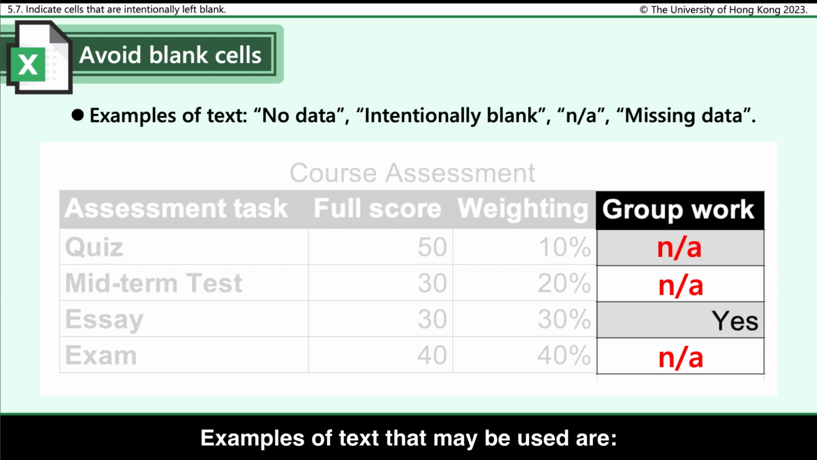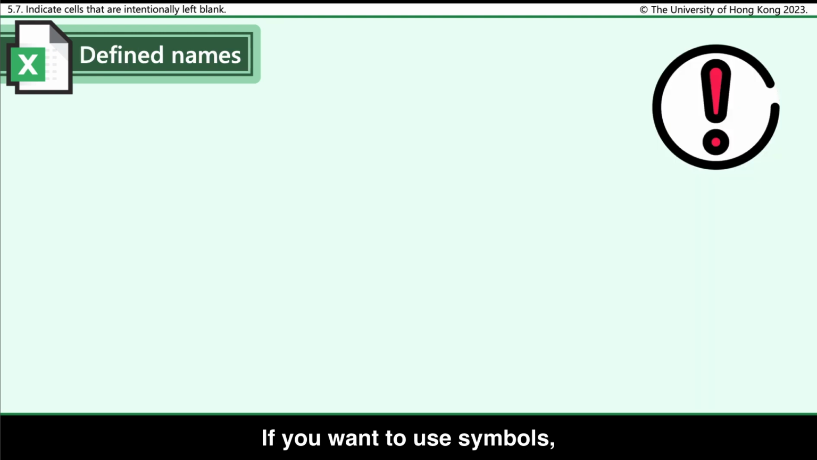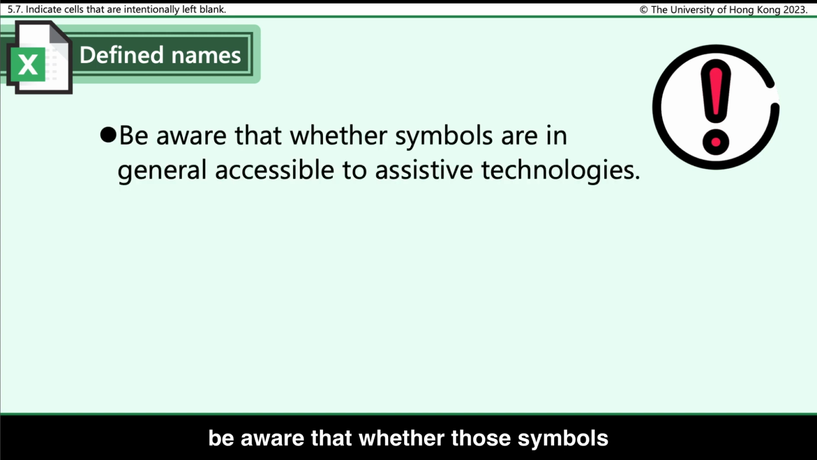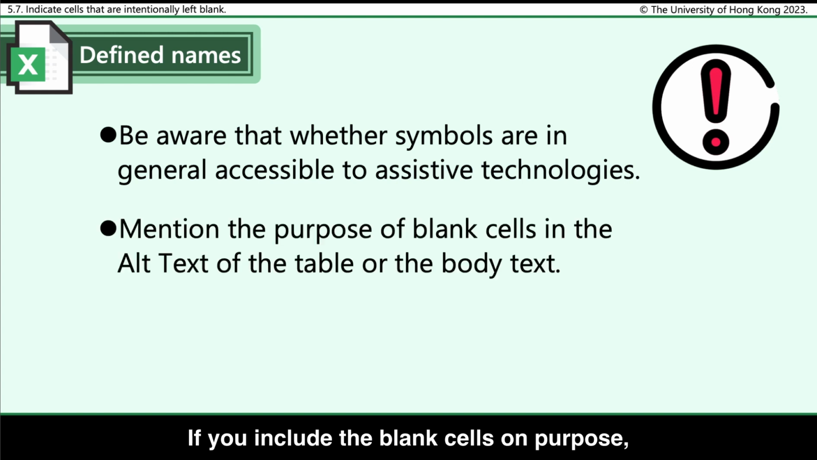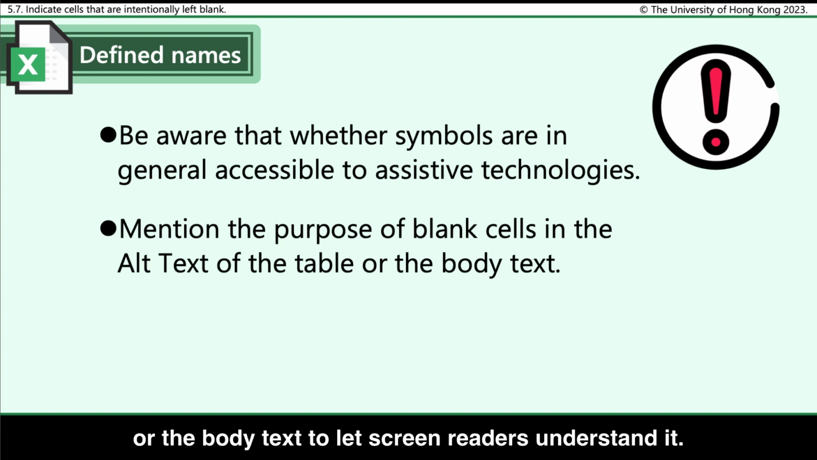Examples of text that may be used are no data, intentionally blank, not applicable, missing data. If you want to use symbols, be aware of whether those symbols are in general accessible to assistive technologies. If you include the blank cells on purpose, you may mention the purpose in the alt text of the table or the body text to let screen readers understand it.